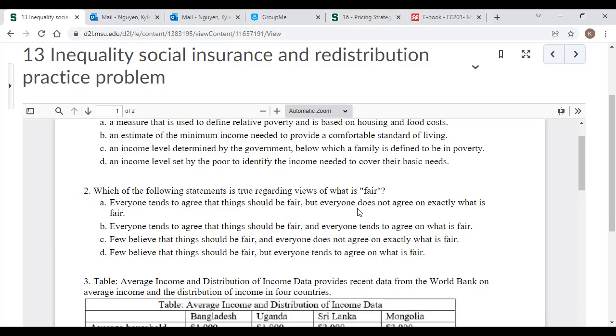I'll also explain why B, C, and D are not correct. Everyone tends to agree that things should be fair, and everyone tends to agree what is fair. Obviously, everyone believes things should be fair. That's just common sense. But everyone agreeing on what is fair is not the case, because some people think we should invest more in social programs, and some people think we should not invest as much in all of that. So obviously we don't agree on what is fair, but we do agree that things should be fair.